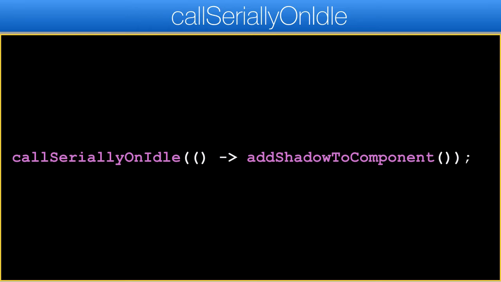One of the tricks I did in the Uber application for features such as shadows was leverage the call serially on idle method. This method works like call serially, but it invokes the code only when the EDT is idle. Idle state happens when the EDT is ready to sleep and doesn't have too much to do. Initially, I rendered the component without a shadow and added the shadow after the fact using a call like this.